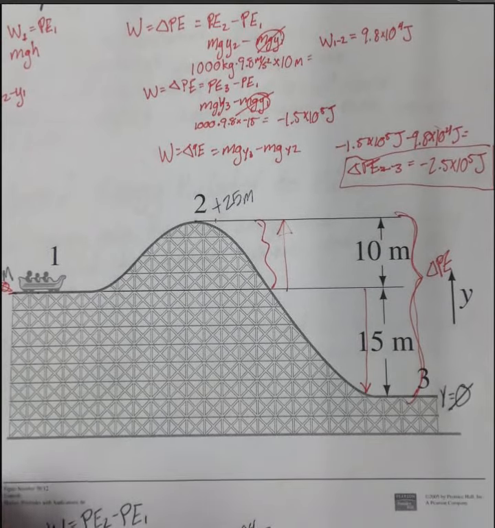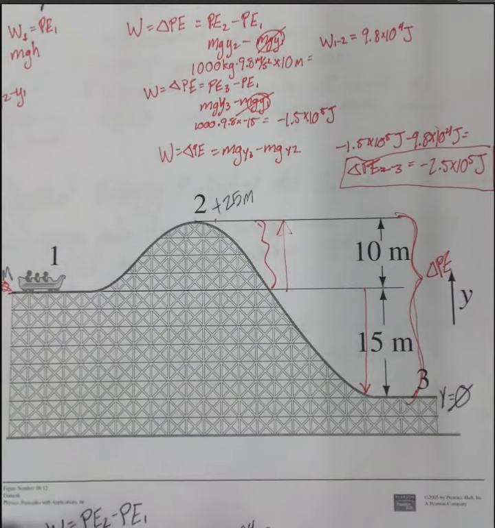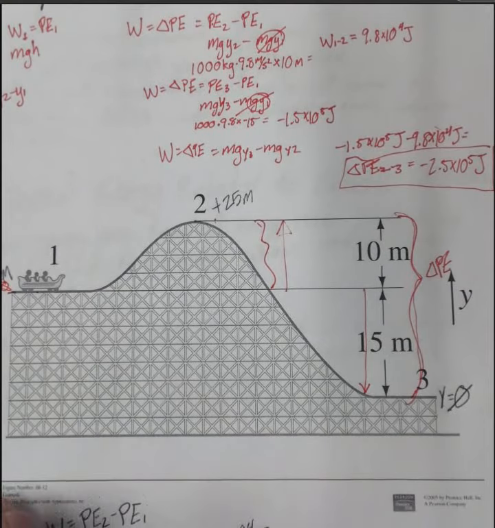We could calculate the work done on the object from 1 to 3, so it would be PE3 minus PE1. And in this case, it's going to be mgy3 minus mgy1. Well, in this case, y3 is 0.